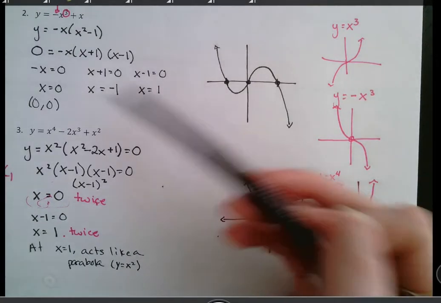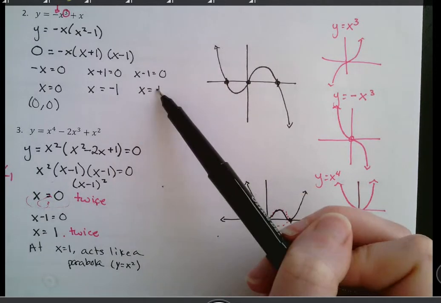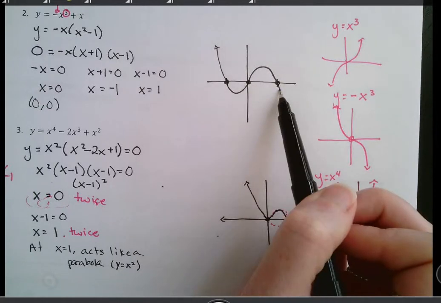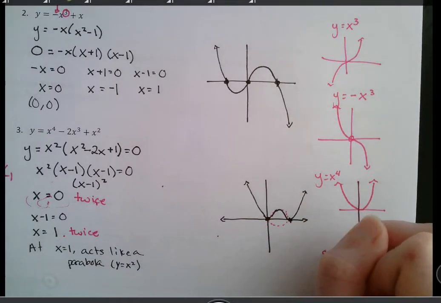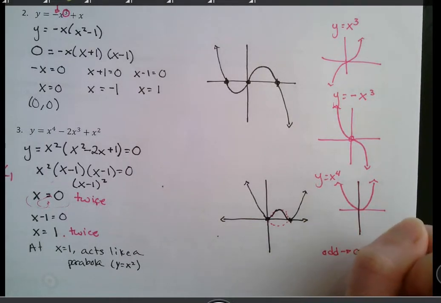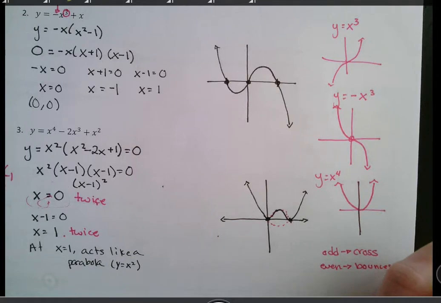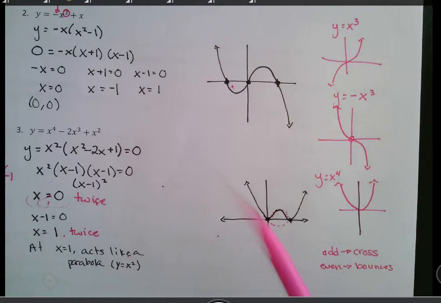So up here, each of these only occurred 1 time. That makes it like a linear function. So near this 0, it's going to act like a linear function. It's going to cross through instead. Another way to remember this, if you prefer, if it occurs an odd number of times, it crosses. If it occurs an even number of times, it bounces. So odd was up here, even was down here. So that is the last of our examples here.